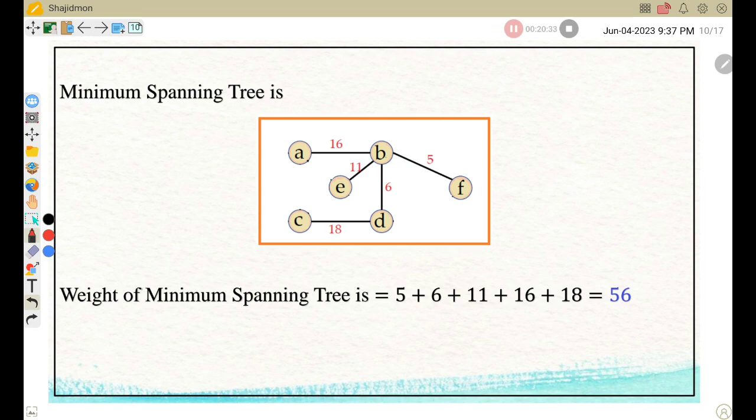Some edges all connected, all vertices should be connected. See, all are connected. Some of the edges we cannot add because they will form a simple circuit. So this is the minimum spanning tree by using Kruskal's algorithm.